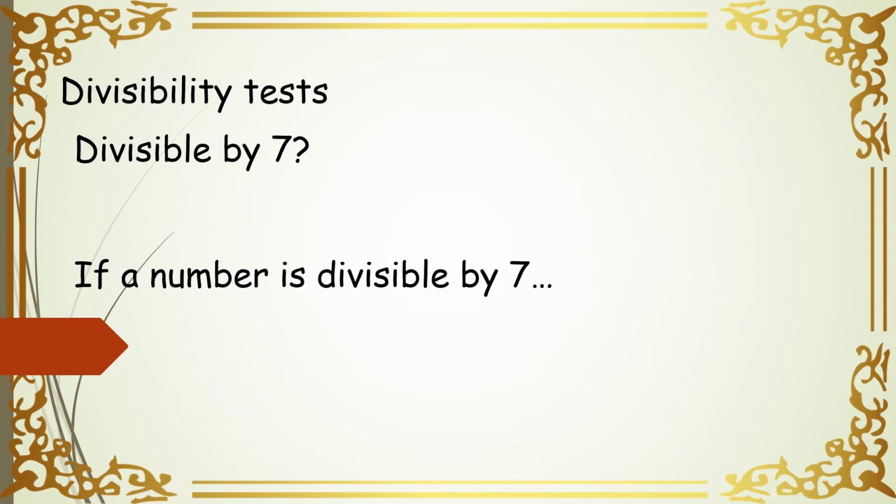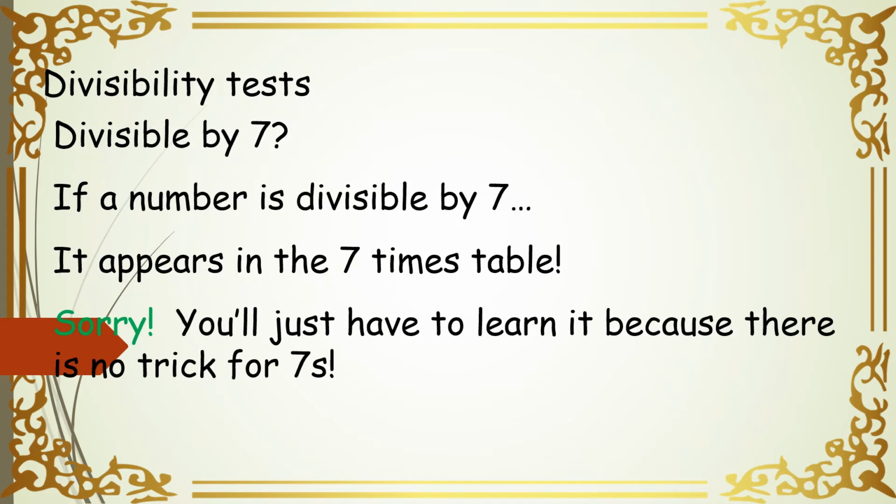If a number is divisible by 7, how do you come to know whether the number is divisible by 7? If a number is divisible by 7, it appears in the 7 times table. And you all just have to learn it because there is no trick for sevens. Okay, so if you have to find out whether a number is divisible by 7 or not, you need to know the table of 7.